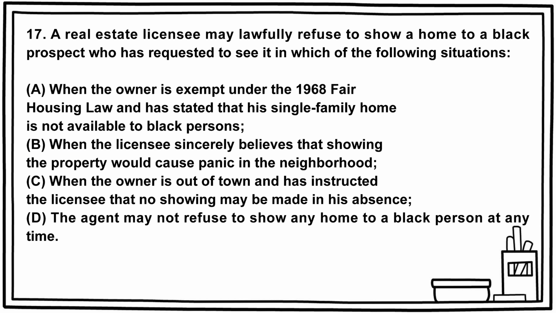17. A real estate licensee may lawfully refuse to show a home to a black prospect who is requested to see it in which of the following situations? A. When the owner is exempt under the 1968 Fair Housing Law and has stated that his single-family home is not available to black persons. B. When the licensee sincerely believes that showing the property would cause panic in the neighborhood. C. When the owner is out of town and has instructed the licensee that no showing may be made in his absence. D. The agent may not refuse to show any home to a black person at any time.